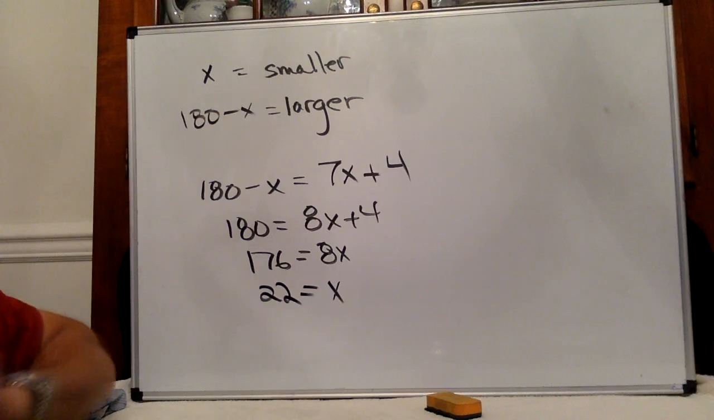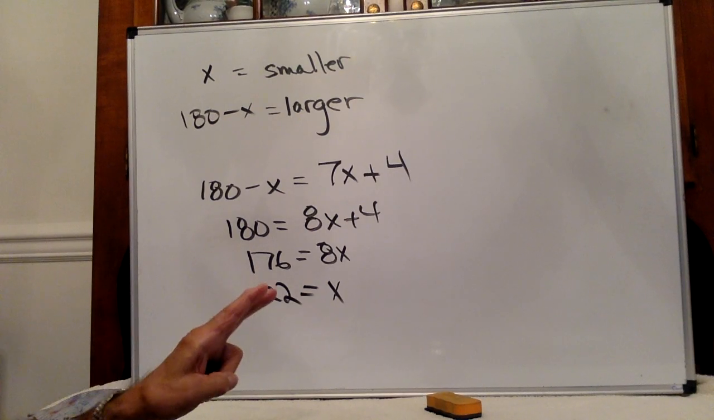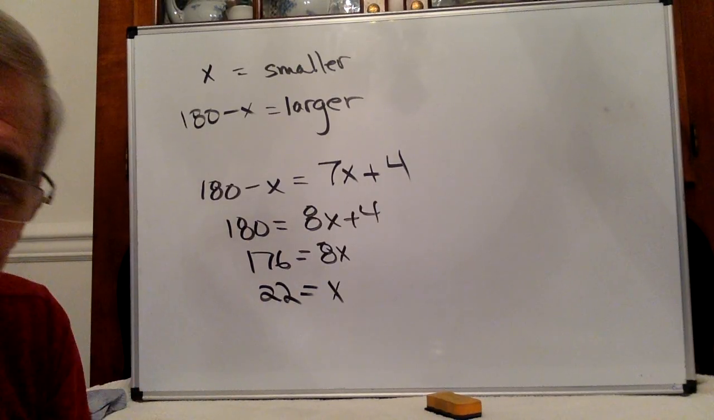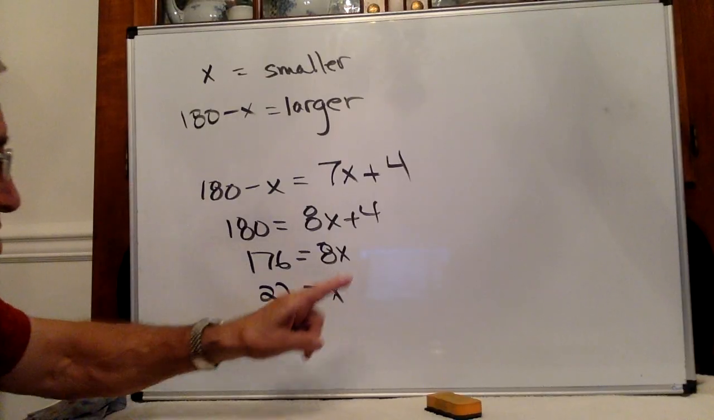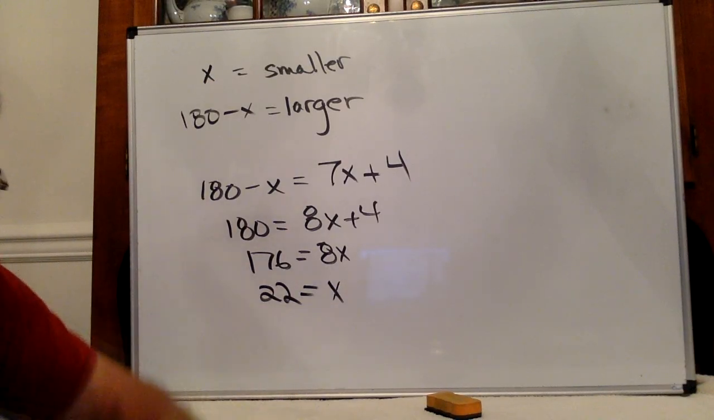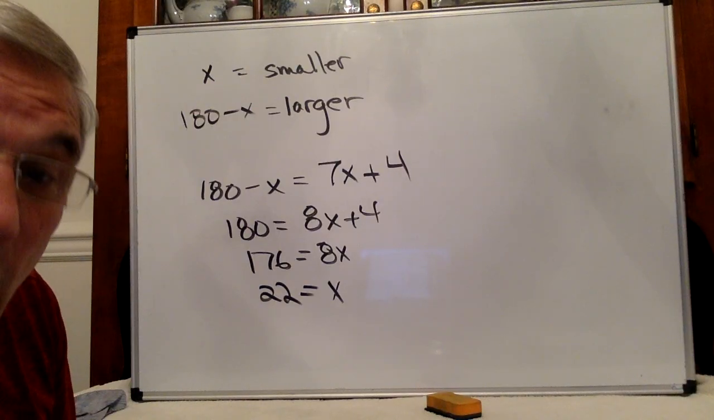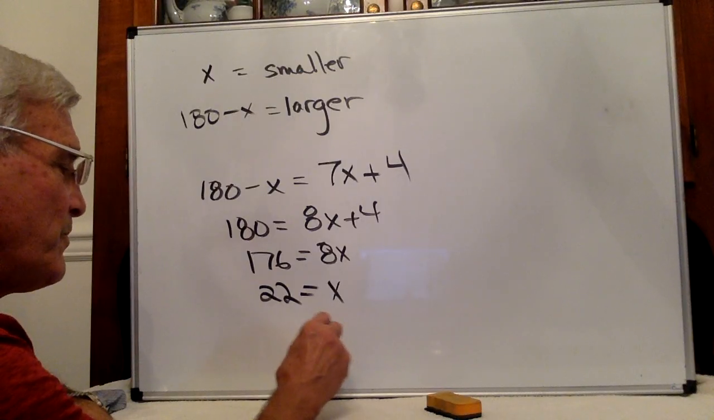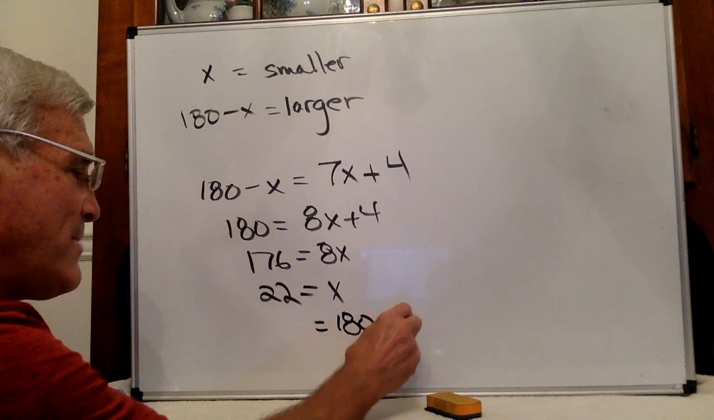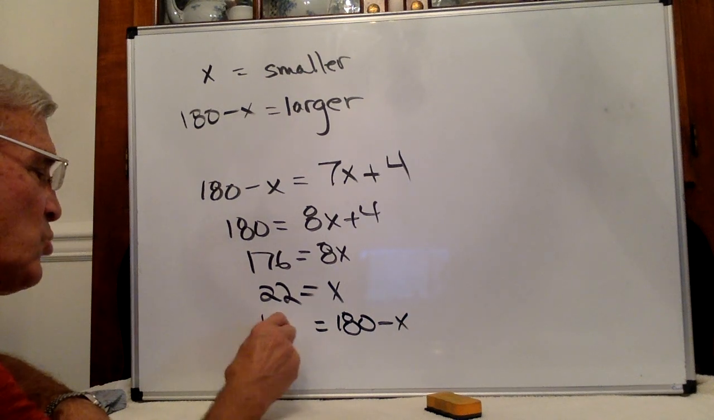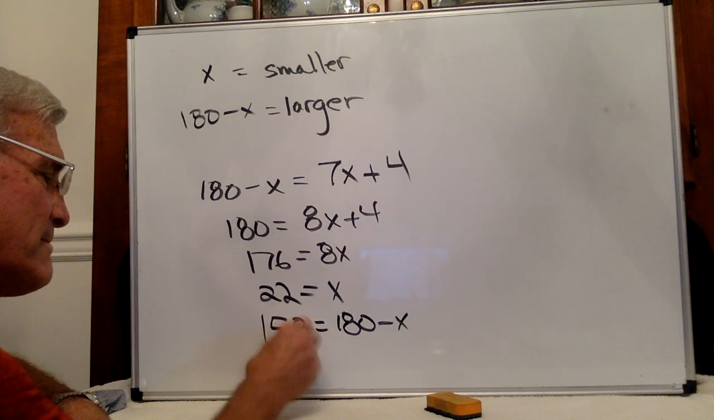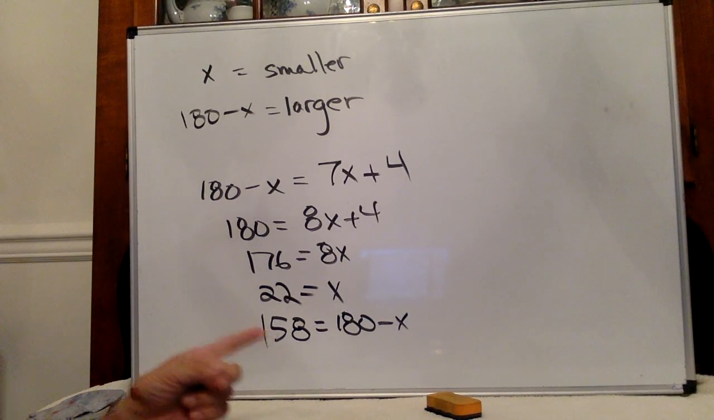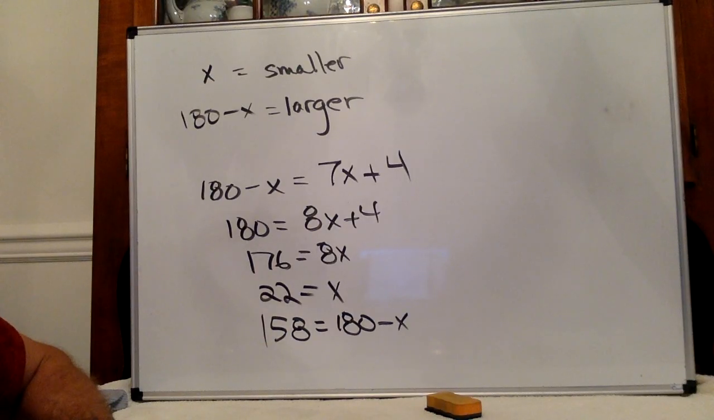X is 22. Now again, what I've got here is absolutely correct. However, be careful that you don't stop one step short. They didn't just want you to solve for x, they wanted you to solve for the larger angle. Well, x is the smaller, therefore the larger is 180 minus x. 180 minus 22 is 158. So the answer that they actually wanted was 158. They wanted the larger angle.